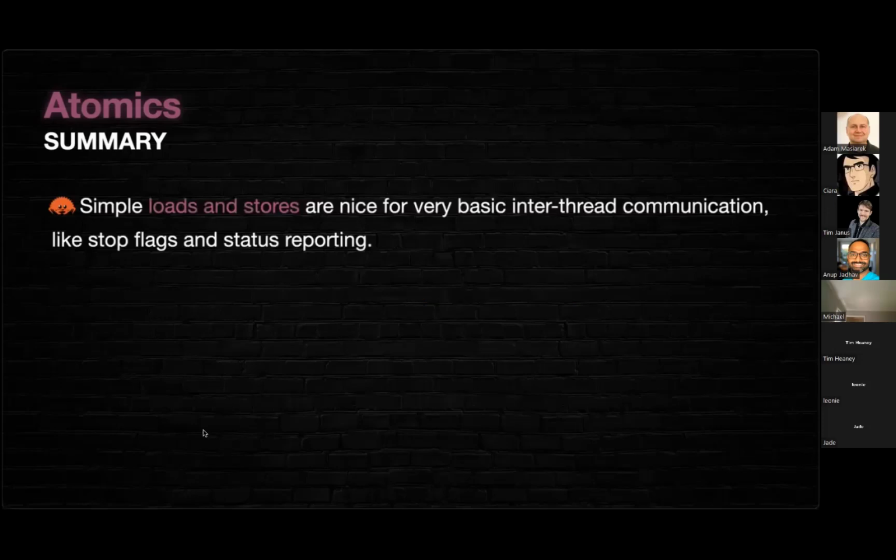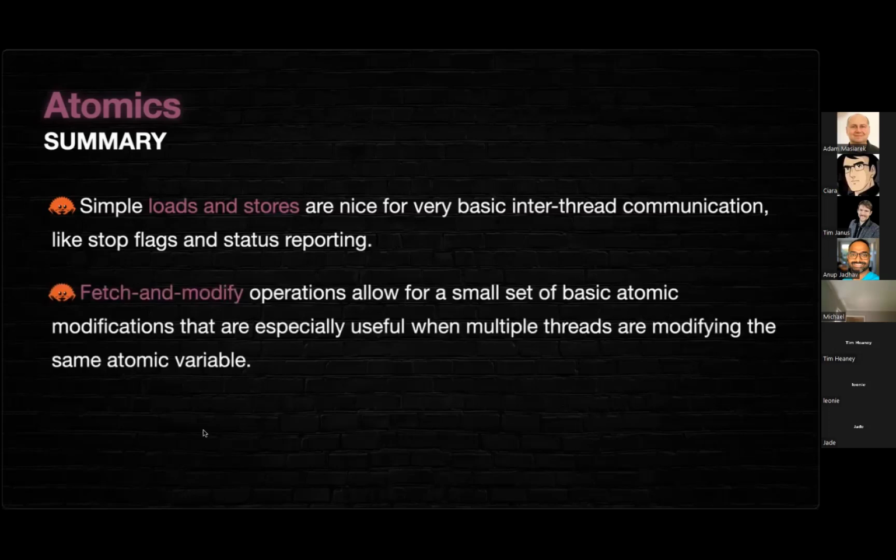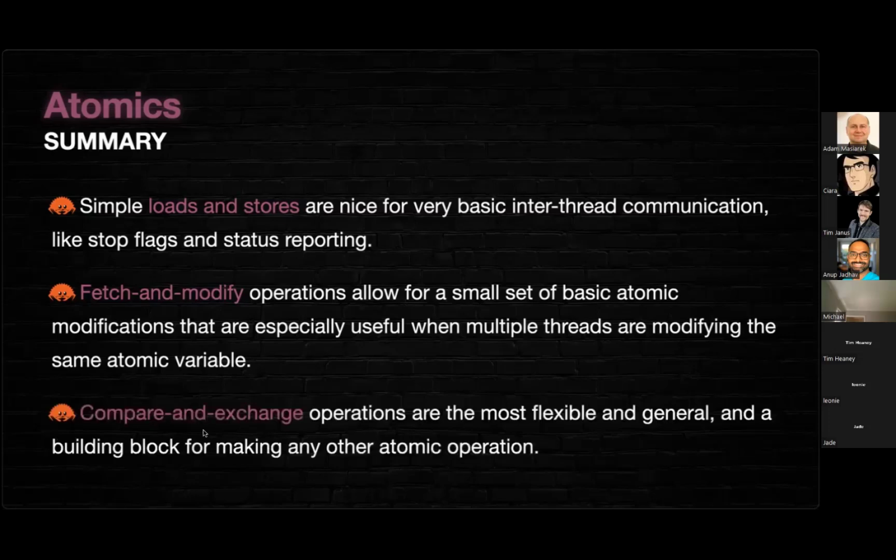Yeah, simple loads and stores are nice for very basic inter-thread communication. We saw examples like the stop flags and status reporting. Fetch and modify operations are great for a small set of basic atomic modifications like addition, subtraction, and, or, swap. That are especially useful when multiple threads are modifying the same atomic variable. Finally, compare and exchange operations are the most flexible in general, and they're the building block for making any other atomic operation.